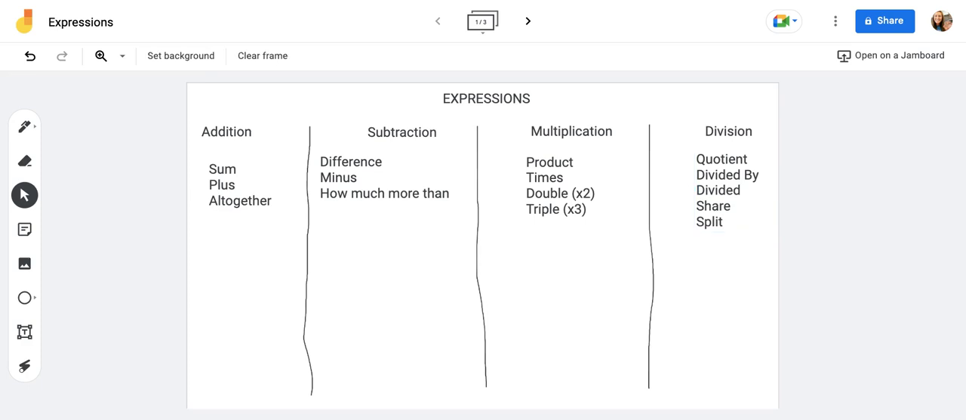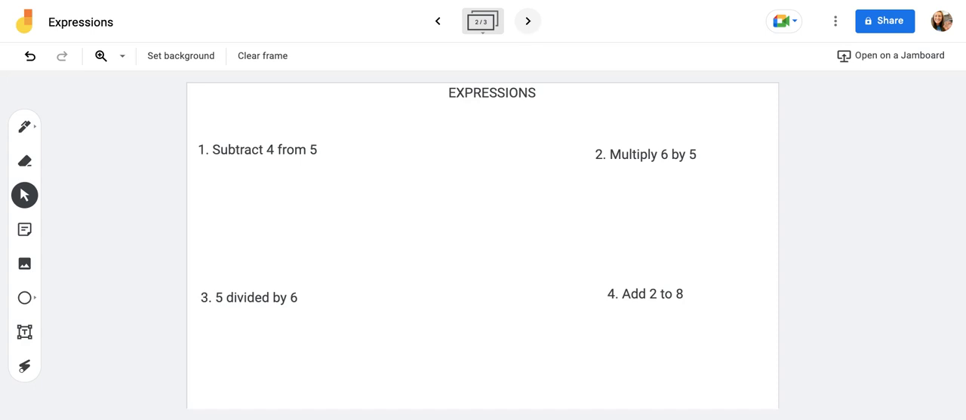You have a list in your notebook of a lot more words than just what you see right here. But again, these are just to get us started with the problems that we're going to look at today. So on the next slide, you will see that we have 4 different expressions, and we're starting fairly easy with these expressions, but there are a few things that I want to talk about.